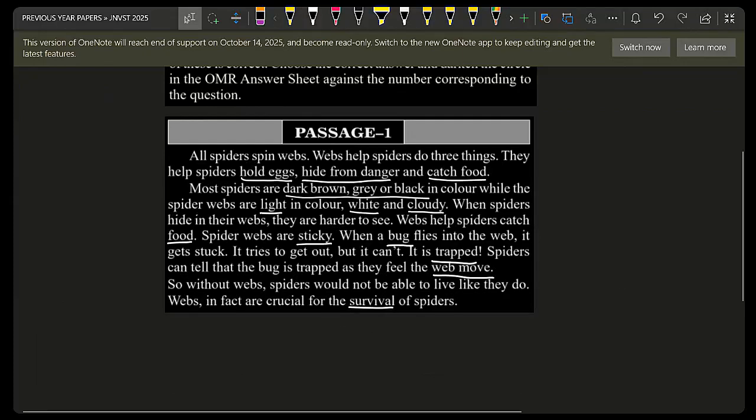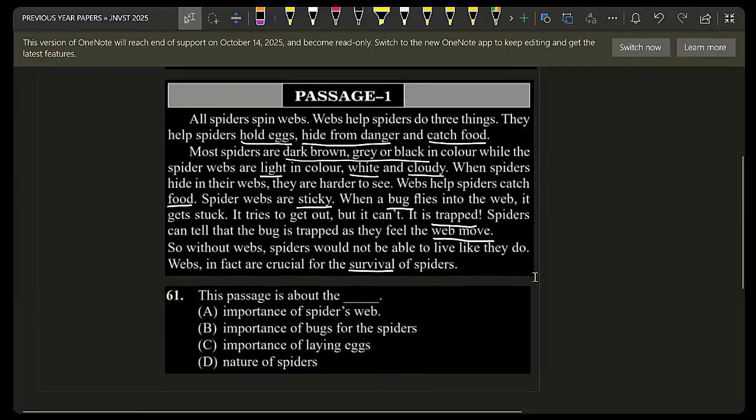So passage number one questions. 61st question. This passage is about... So this passage is about the importance of spider's web. Importance of bugs for the spiders? No. Importance of laying eggs? No. Nature of spiders? The complete passage is talking about the importance of spider's web only. Option A.